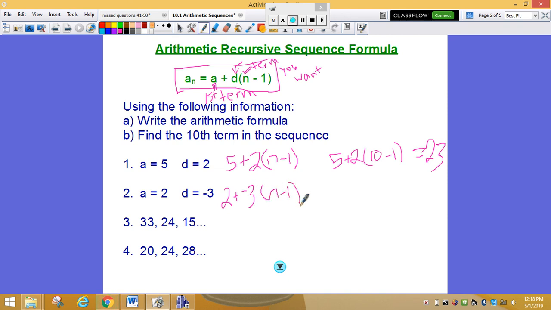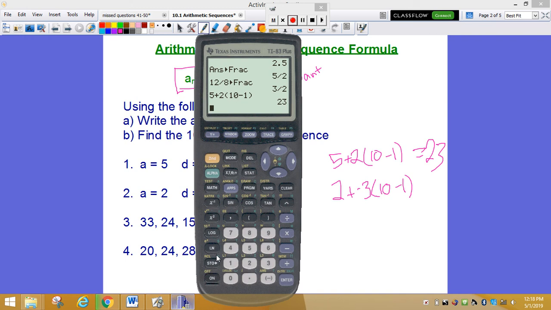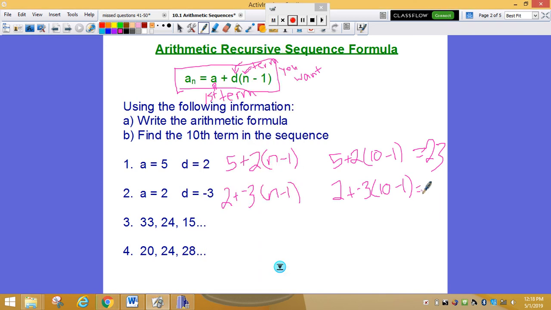There's my formula. To figure out the 10th term, I would do 2 plus -3. And then N is going to be 10 because I want the 10th term. Let's plug that in. 2 plus -3 times 10 minus 1. So my 10th term here is going to be -25.